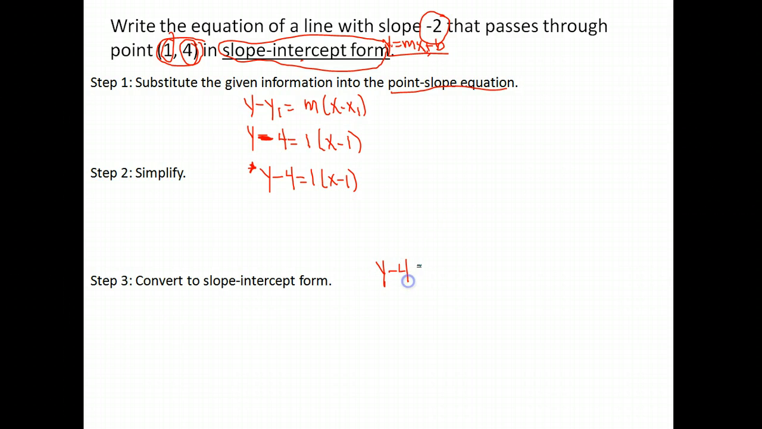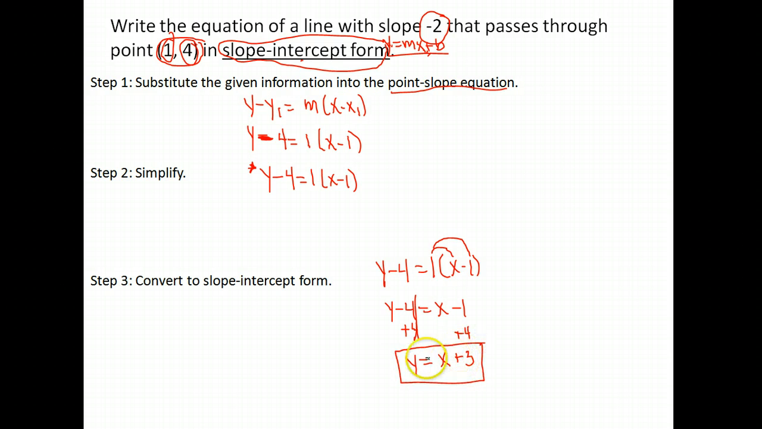So here's our next step. We take what we have and convert it into slope-intercept form by first getting rid of the parentheses using distribution. You distribute that 1 times x is just x, and 1 times -1 is just -1. We got rid of parentheses, and your next job is to get y all by itself. Right now it has a -4, so to get rid of that we would add 4. We have to do the same on the other side, and we end up with y equals x plus 3. Now we have our equation of our line in slope-intercept form.